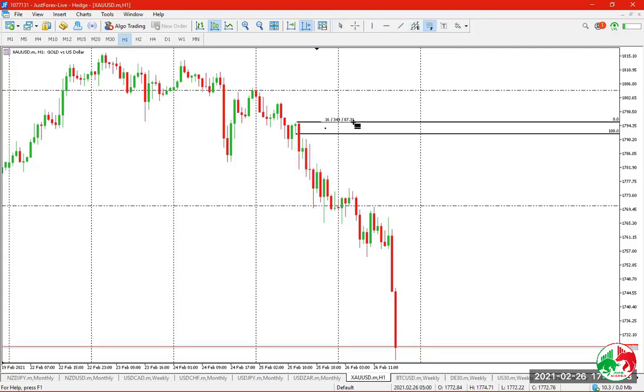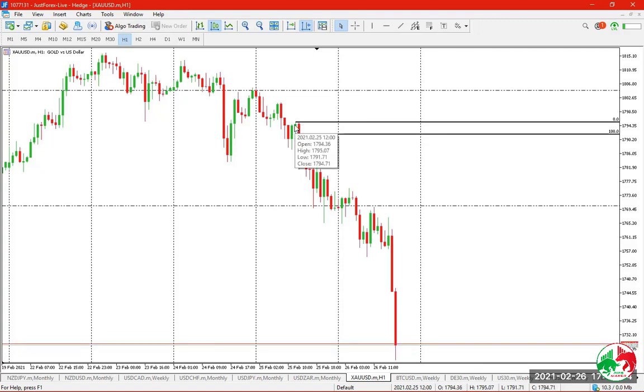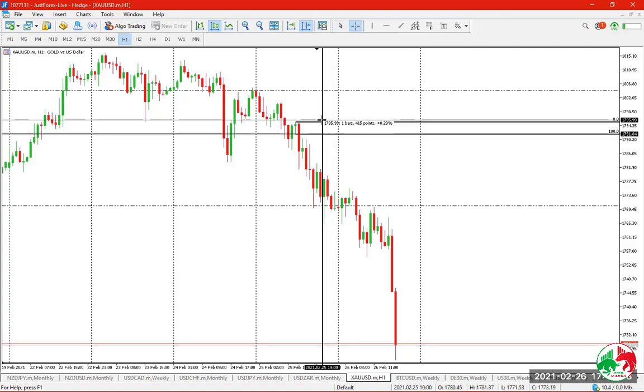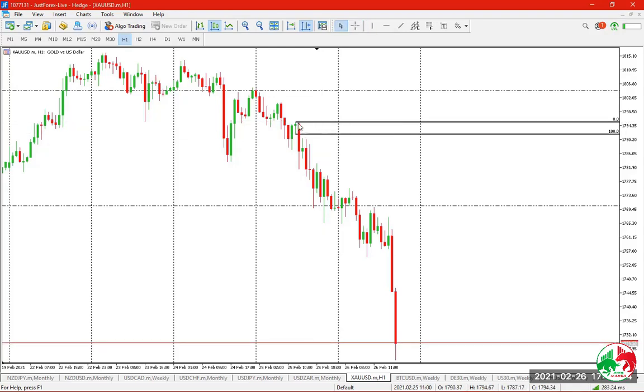Yes. As you can see, these wicks here didn't touch this wick here, so we still have it. Obviously gold is an aggressive pair. You see, 40 pips, this zone is 40 pips. So then you can go to lower time frames to refine your zone and reduce the risk.